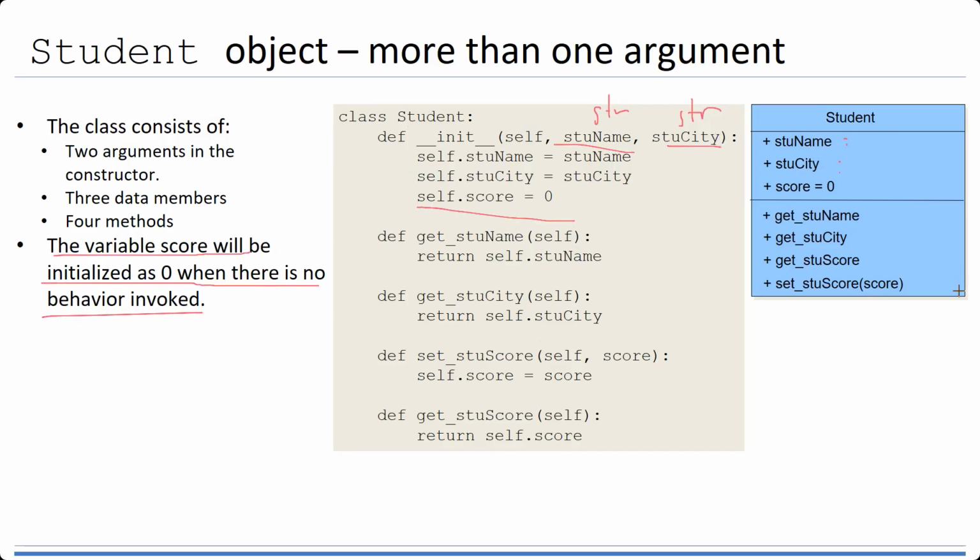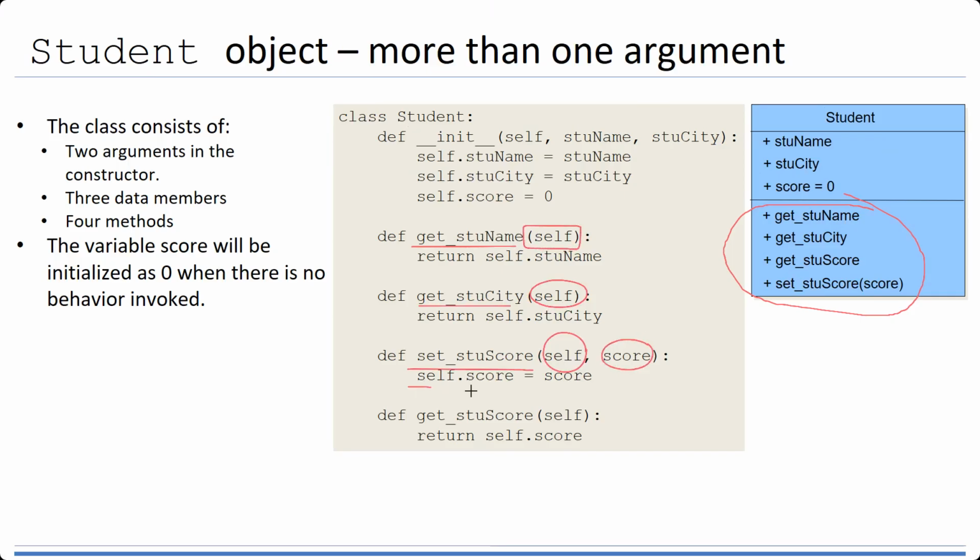So this is 0. And if you look at the method, we have 4 methods. First, get student name, and then there is one argument which is self. Get student CD, we have one argument which is self. Set student score, we have one argument which is self, and another argument which is score.